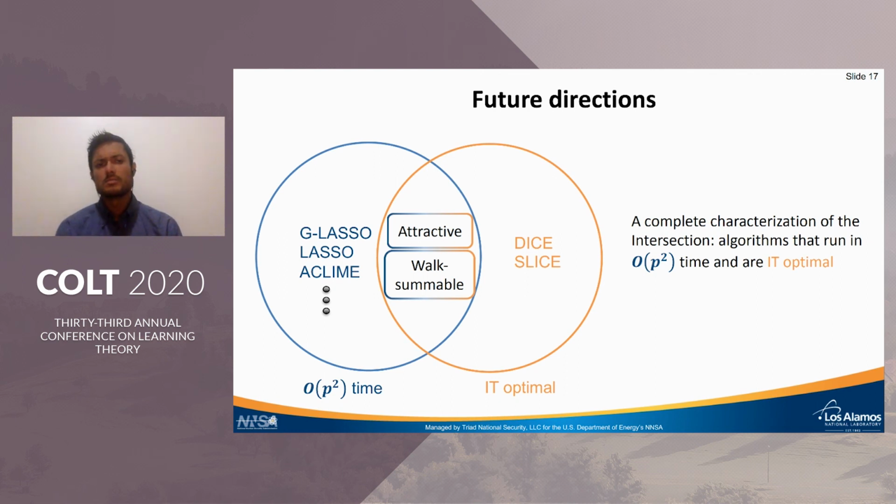And so this poses a very fundamental and interesting problem of completely characterizing this intersection space. Like, what class of models allow for order p squared computational complexity while still being completely condition number free and hence attaining IT optimality? Well, that's what I would like to end my talk with.